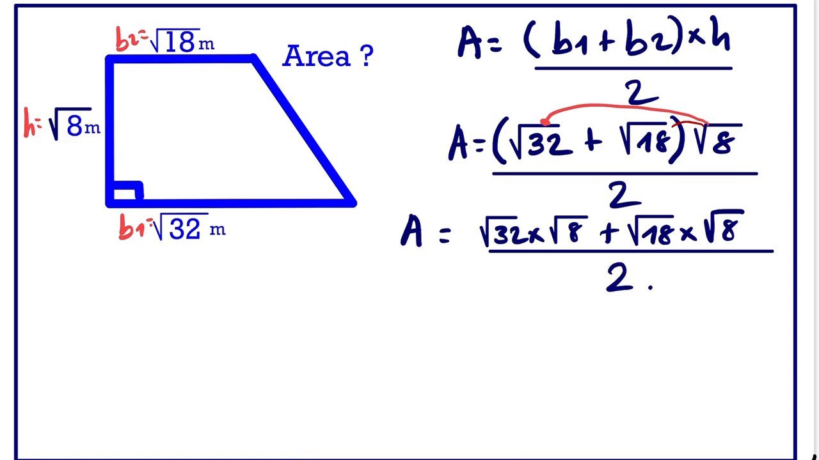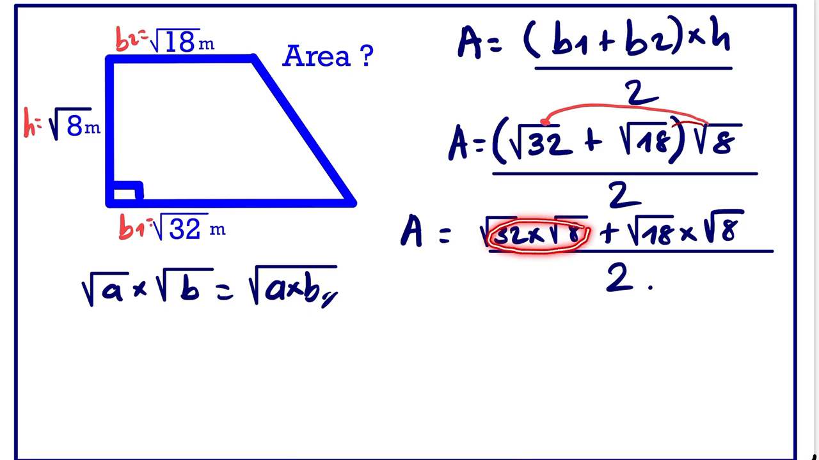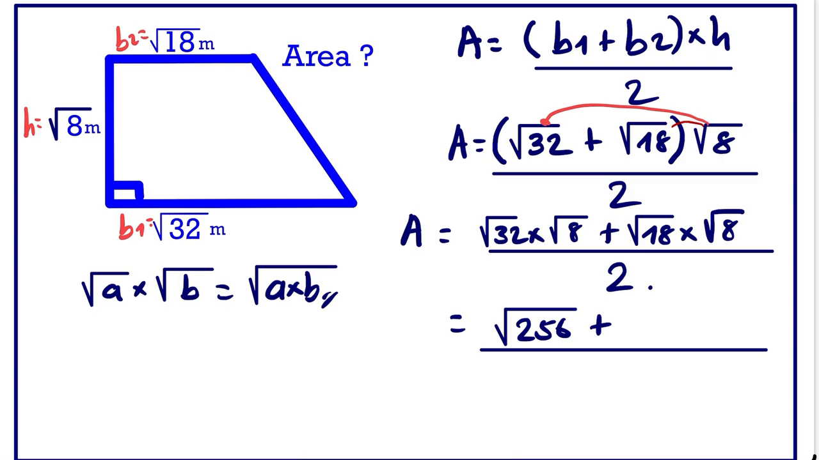Next, if we apply the rules of surds, one of the rules says root A times root B is equal to root A times B. So we can just multiply and put the square root. 32 times 8 will give us 256, plus 18 times 8, which will give us 144. Then we have to divide by 2.